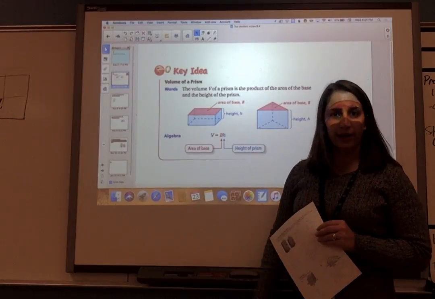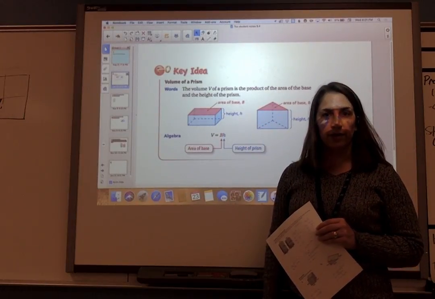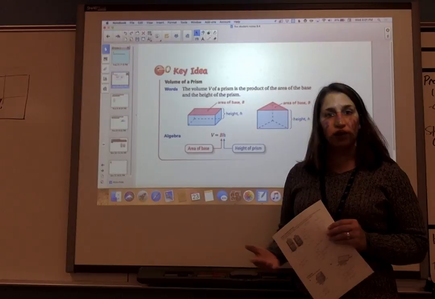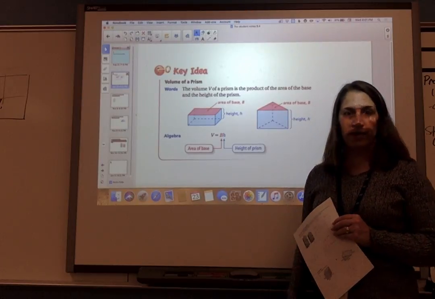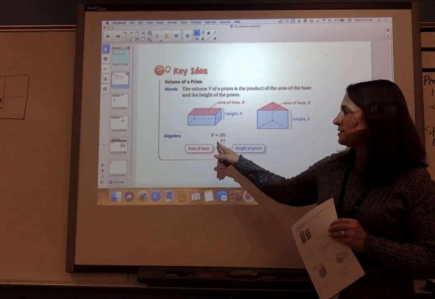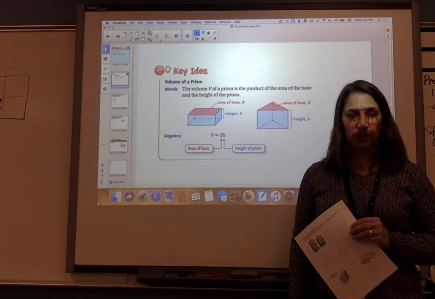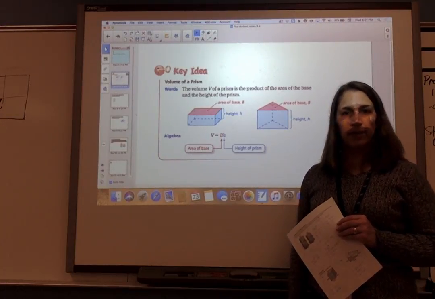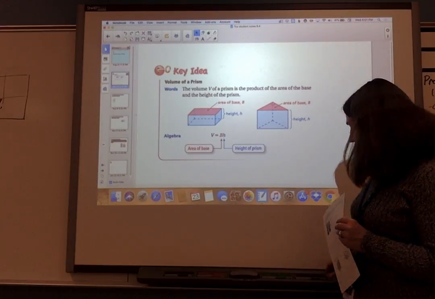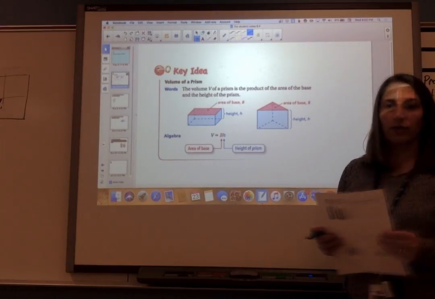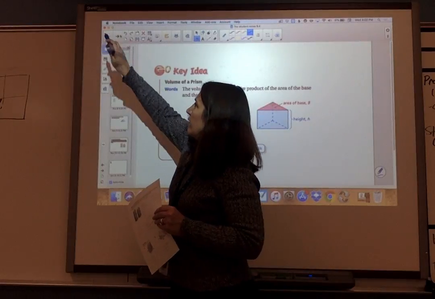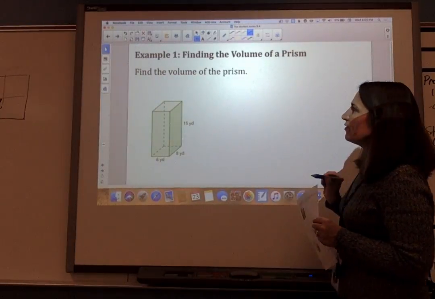And here we have a triangular prism where the base is a triangle. Either way, we need to find the area of that base and then multiply by the height. Notice when we write this down in algebra, we have V equals capital B times H. It's important that that B is capitalized because that tells us it is the area of the base that we're looking for, a two-dimensional area. So let's look at our first example.